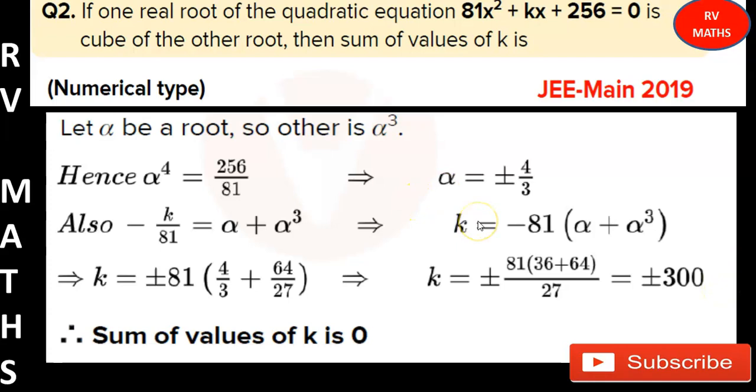When you take a negative value for alpha, both will be negative. In that case, it will become minus or plus. So in short, k can take any value plus or minus 300. So when you take the sum of the values, plus 300 minus 300, when you add, you'll be getting the value of k equal to 0. So whatever answer you are getting, it should be an integer. That is why this type of problem is called a numerical type.